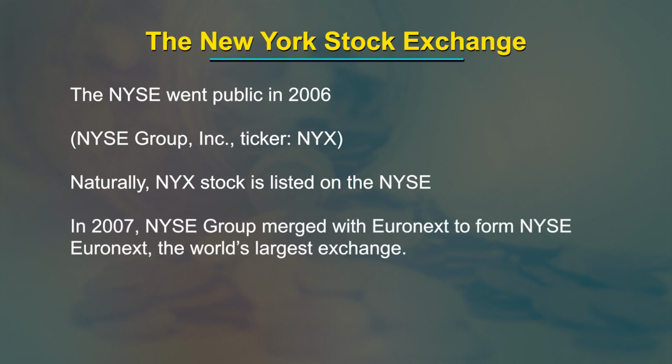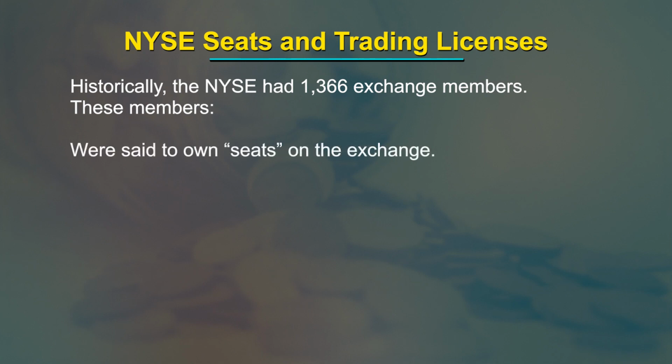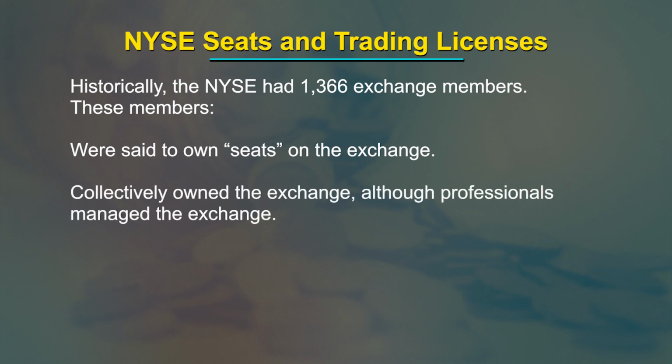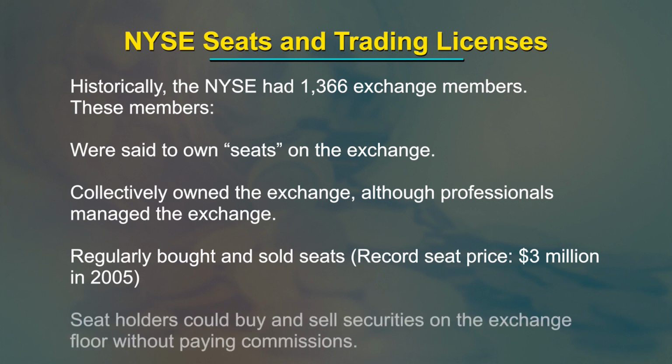In 2007, the New York Stock Exchange Group merged with Euronext to form NYSE Euronext, the world's largest exchange. Historically, the New York Stock Exchange had 1,366 exchange members, and these members were said to own seats on the exchange. They collectively owned the exchange, although professionals managed it, and they regularly bought and sold seats. The record seat price was around $3 million in 2005. Seat holders could buy and sell securities on the exchange floor without paying commissions.